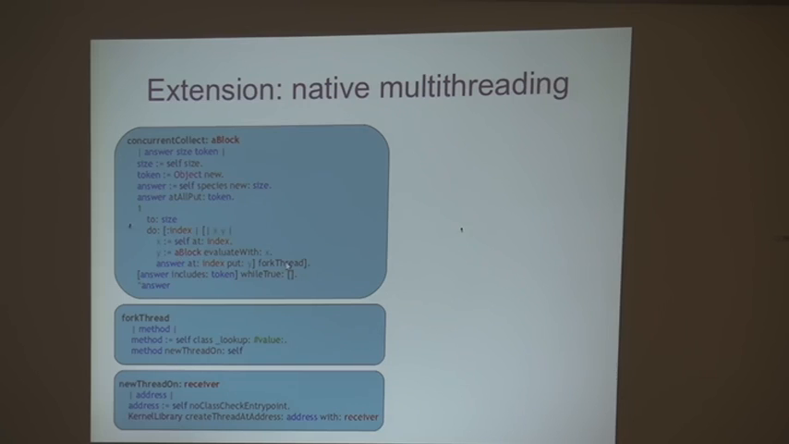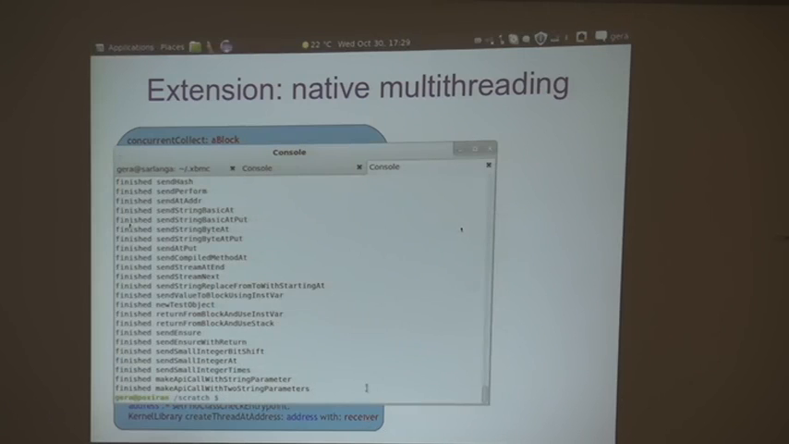And then fork thread sends value on a new thread, and this is how it's done. It uses a Windows function to execute the code for value on the receiver. And we have another method exported. All concurrent.